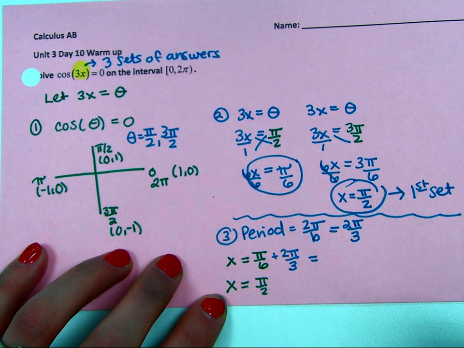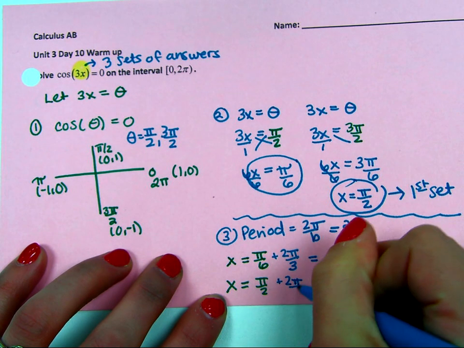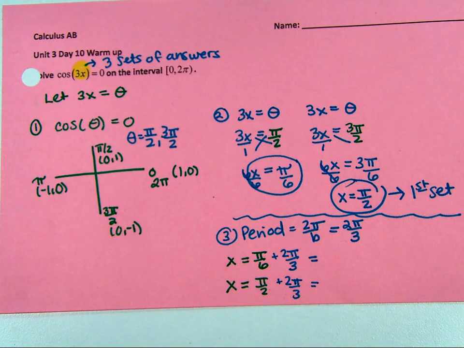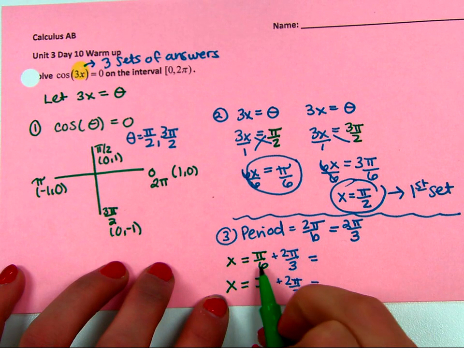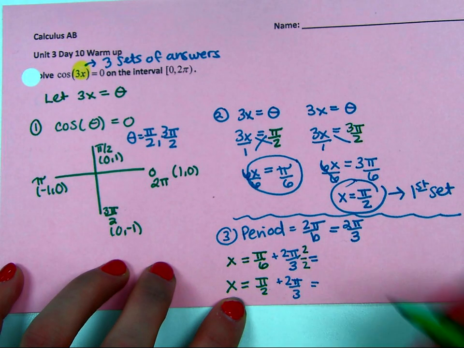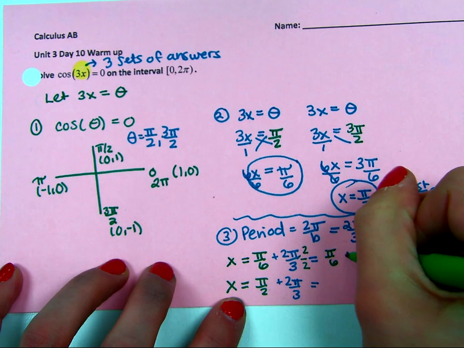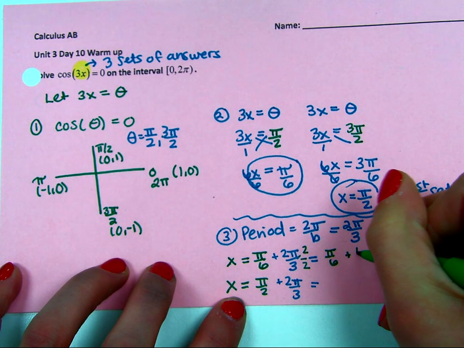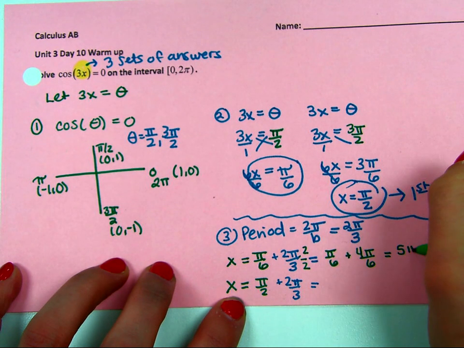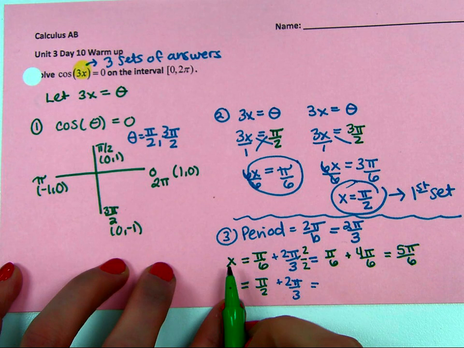And we have to add our period to it. These are not ideal because they don't have a common denominator, so I would try to get one. All right, think about this 3 right here. To make it 6, we could just multiply the top by 2 and the bottom by 2. All right, so really what that would be is pi over 6 plus 2 times 2 is 4, 4 pi over 6, and if you add those together, you really get 5 pi over 6.